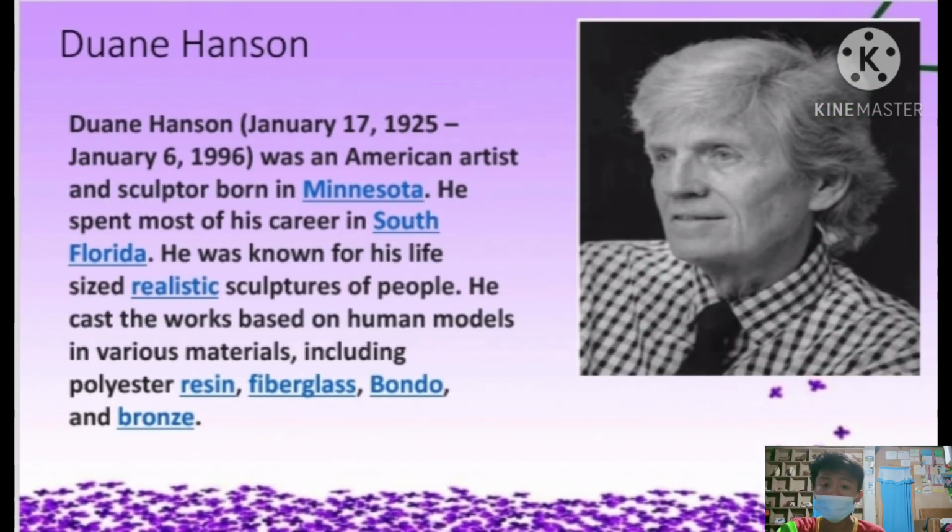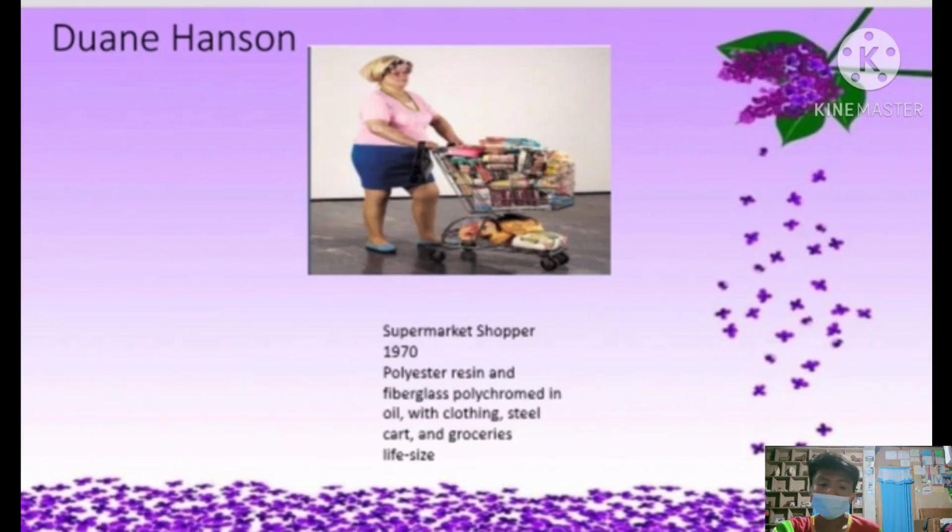Next is Duane Hanson, from January 17, 1925 to January 6, 1996. He was an American artist and sculptor born in Minnesota. He spent most of his career in South Florida. He was known for his life-size realistic sculptures of people. He cast the works based on human models in various materials, including polyester resin, fiberglass, Bondo, and bronze. The picture on the slide is one of Hanson's artworks called Supermarket Shopper, 1970.